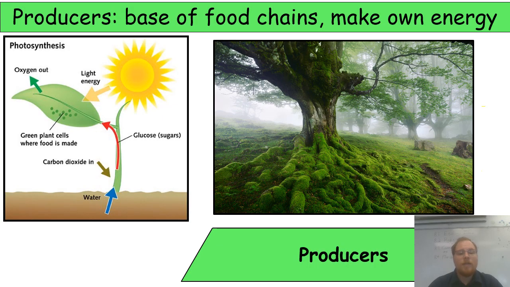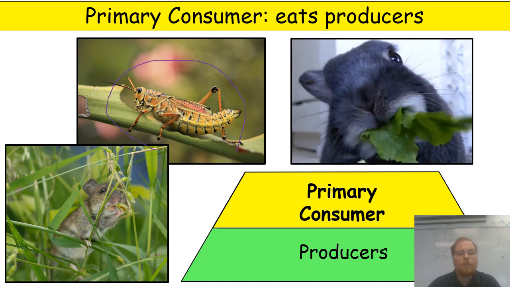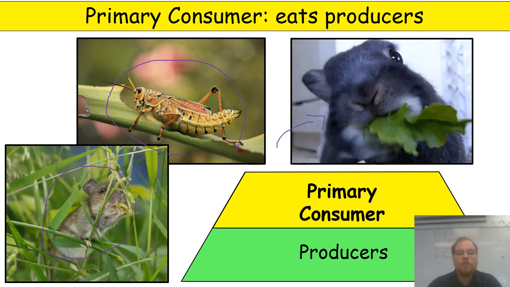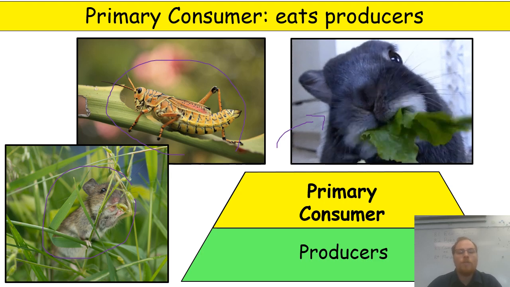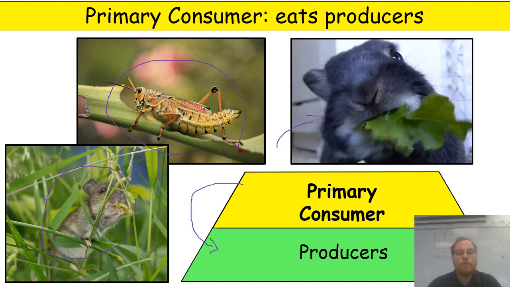Now, this little animation will help you out when we're talking about this. You have producers at the base of the food chain, and they make their own energy. Through photosynthesis, they're making their energy. They're doing their own thing. They don't need anybody to help them make their own energy. But they are eaten by primary consumers. Things like grasshoppers and mice and cute little rabbits. They're eating all these vegetables and plants and stuff. They're the ones directly eating all that energy that is made by the producers.